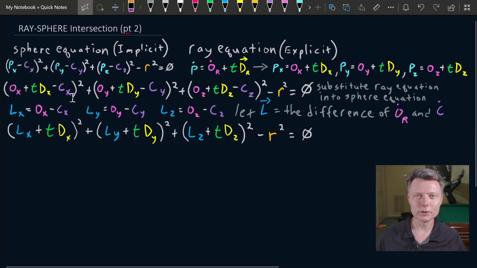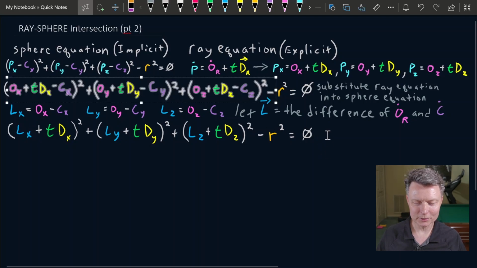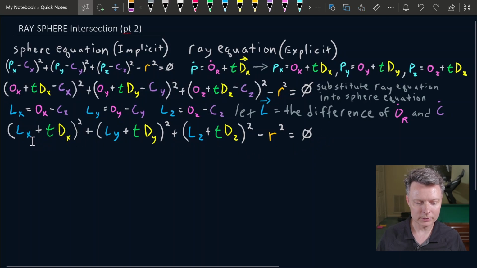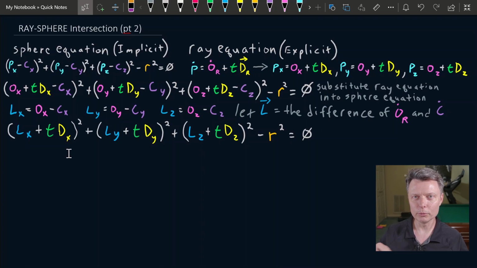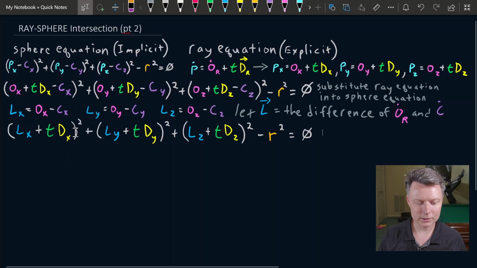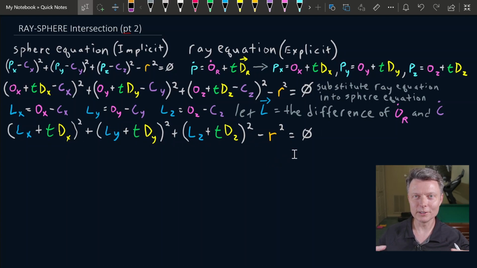All right, so I don't know about you, but I'd rather see something like this than something like this. Because, like I said, we're going to have to square these brackets. And so that's going to mean Lx plus T dx times Lx plus T dx. So we're going to have to write that out twice and then do the FOIL method. So FOIL, first, outer, inner, last. And so we're going to have to do those for the x components, the y components, and the z components. So our equation is about to get much longer.